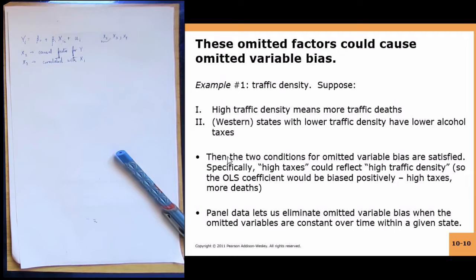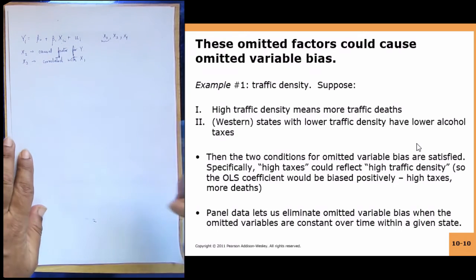The two conditions for omitted variable bias are satisfied. Specifically, high taxes could reflect high traffic density, so the OLS coefficient would be biased positively. That is, high taxes, more deaths, if we leave out high traffic density as one of the omitted variables.